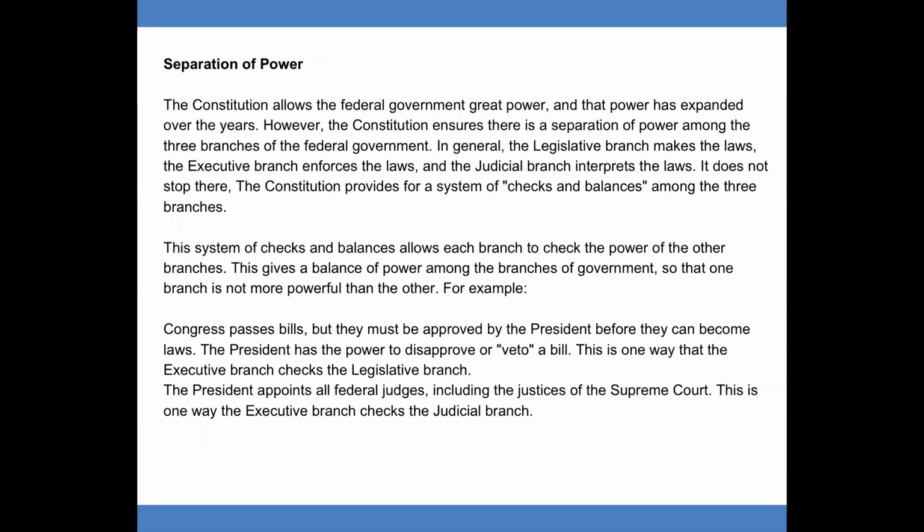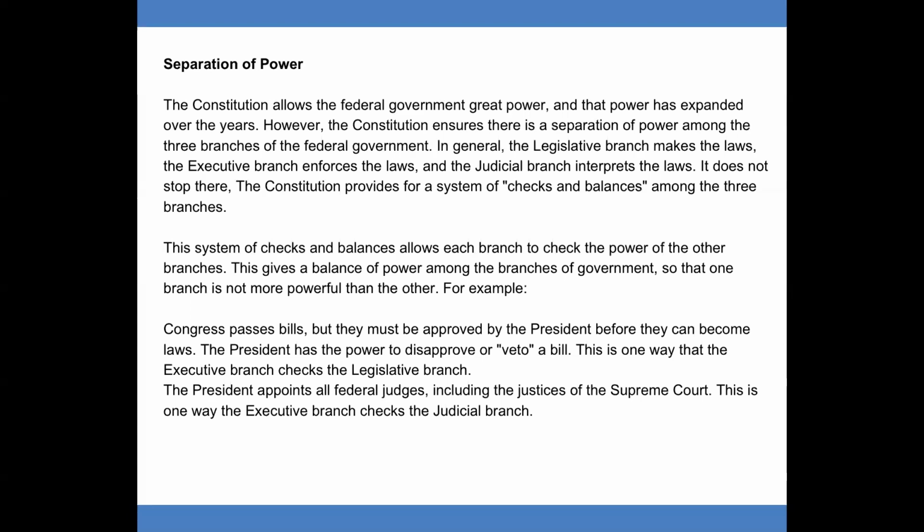Separation of power. The Constitution allows the federal government great power, and that power has expanded over the years. However, the Constitution ensures there is a separation of power among the three branches of the federal government. In general, the legislative branch makes the laws, the executive branch enforces the laws, and the judicial branch interprets the laws. It does not stop there. The Constitution provides for a system of checks and balances among the three branches. This system of checks and balances allows each branch to check the power of the other branches.